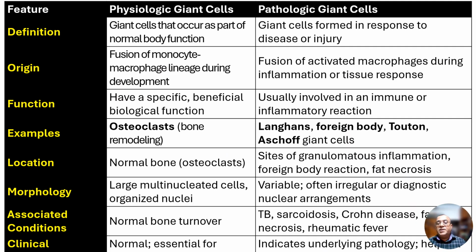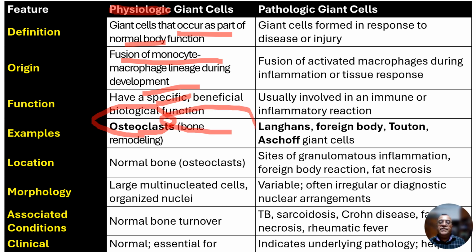So one thing to remember is that these giant cells are not only present in pathologic conditions; sometimes these giant cells are also present in the physiologic condition. These are physiologic giant cells and they occur as part of normal body function. They are derived from fusion of monocytes and macrophages, and they have a specific beneficial biologic function. One example is the osteoclast, one of the cells associated with bone remodeling, and they are present in normal bone.